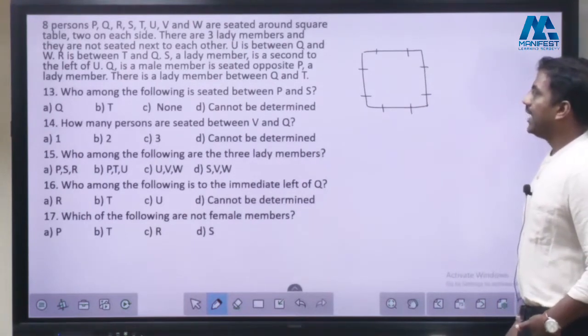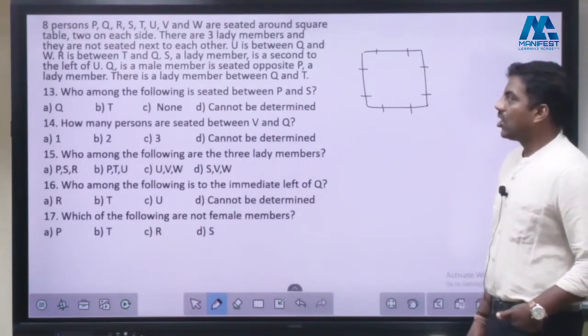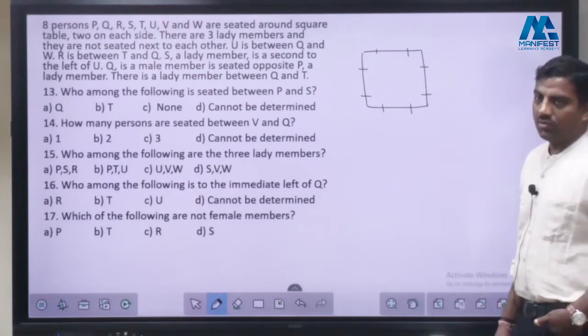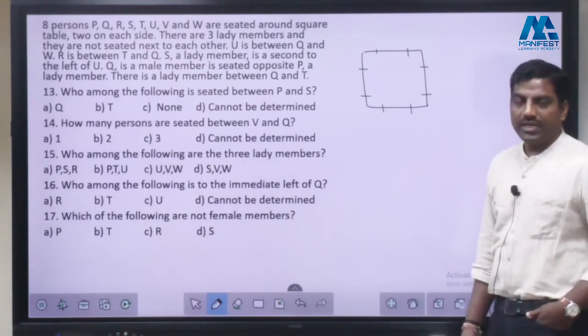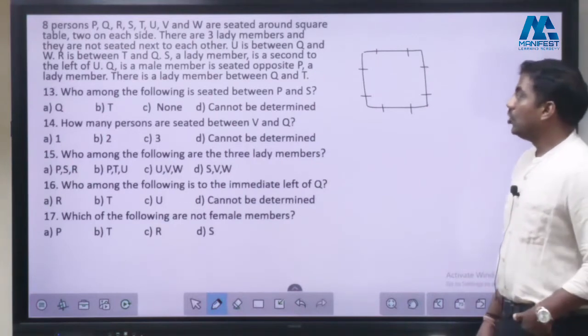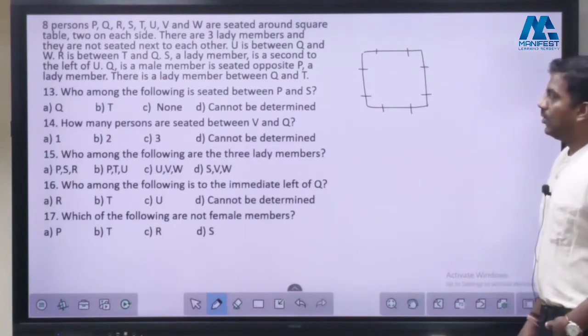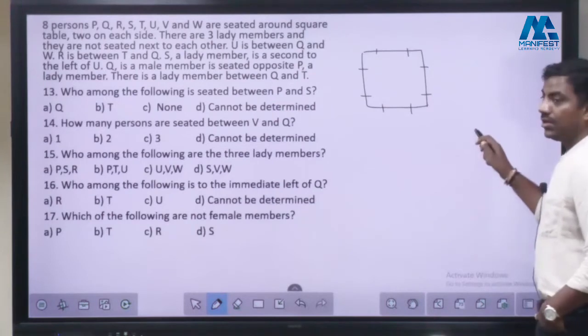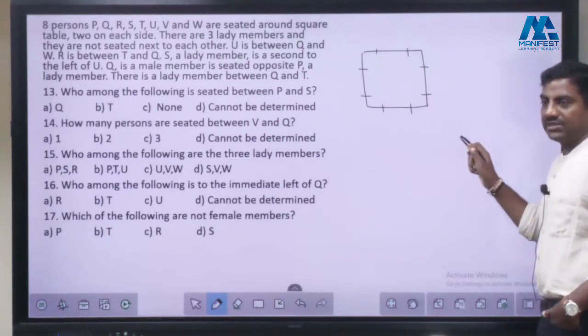There are 3 lady members and they are not seated next to each other. One more dimension to the problem. 3 lady members and they are not seated next to each other. U is between Q and W. Okay? We have to construct the bits and pieces now.